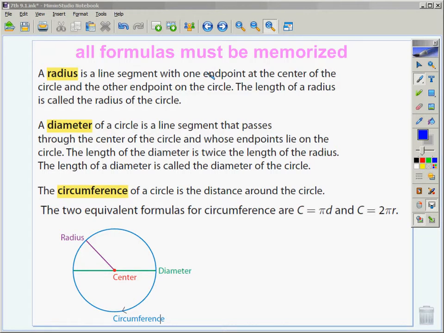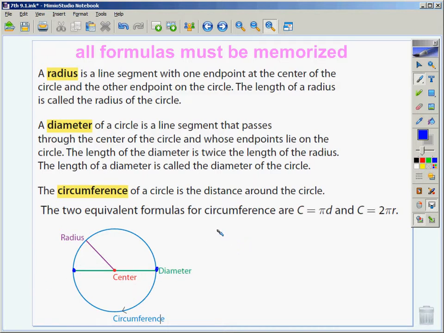Since we're talking about circumference today, it's important that you know what the radius, the diameter, and the circumference are in a circle. A radius is a line segment that has one endpoint at the center and goes to the outside edge. In other words, it's halfway across the circle. A diameter is a segment that passes through the center, but both endpoints are actually on the circle. So the diameter is the distance all the way across the circle.